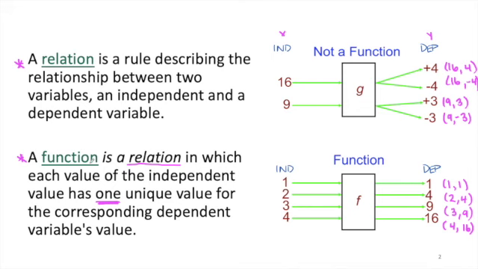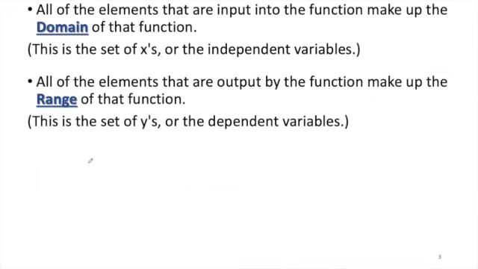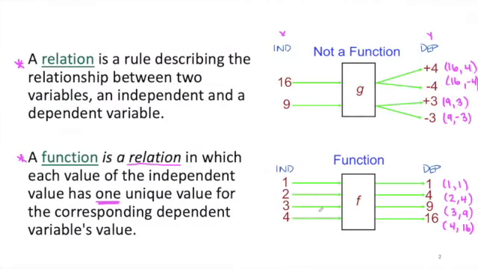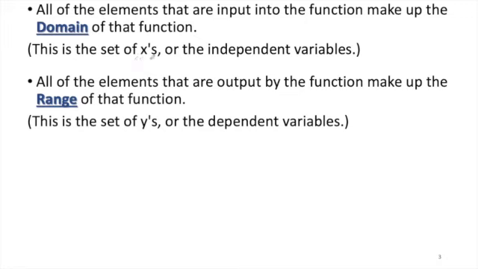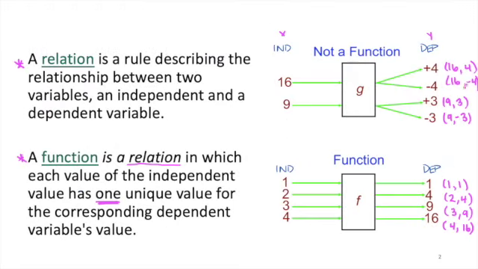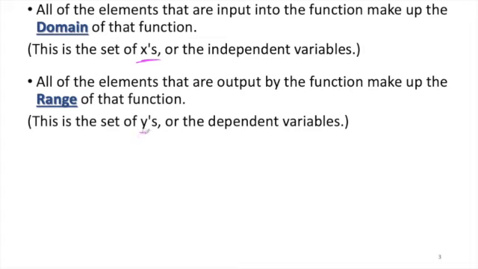Okay, so moving on, it's a little bit of a recap. Just remember that all of the elements that are input into the function make up the domain of that function. So in that previous example, all the things on the left-hand side are the independent variable. Those are your x's, okay? All of the elements that are output by the function make up the range. So remember the output is here. That's your dependent variable, which is your range, or your y's.